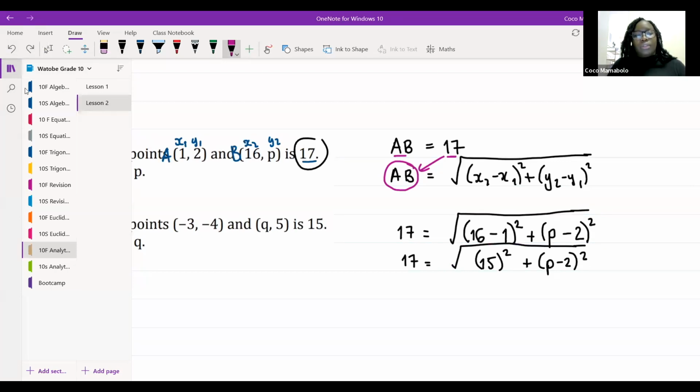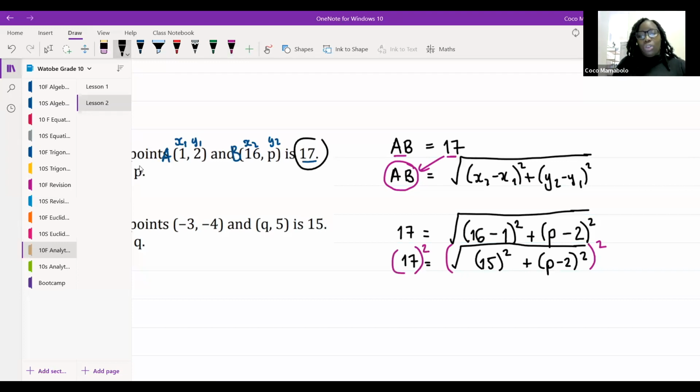Good, good, Mawande, that's it. If I want to get rid of a square root, I need to do the opposite, so I need to square. I'm going to square this whole side. But if I square the right-hand side, I must also square the left-hand side. I can't just square one of the sides, right?